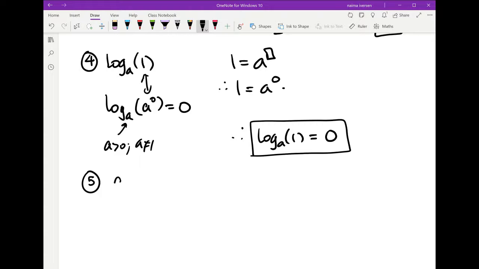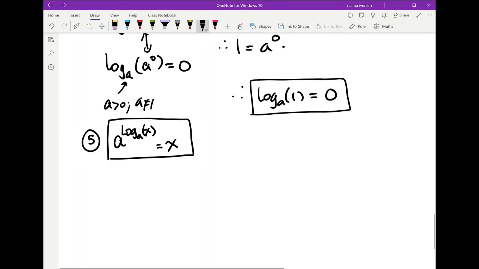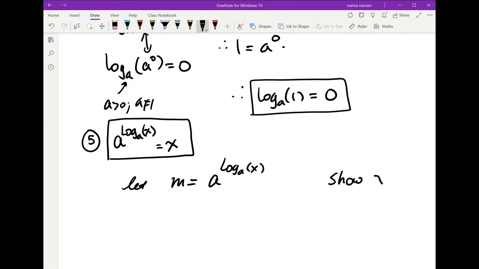This is kind of a weird one, and I want to show you how this property comes about. a to the power of log base a of x is equal to x. There's the property. I'm going to show you how to prove it. So let m equal a to the power of log base a of x. And what I essentially want to do is I want to show that m is equal to x.